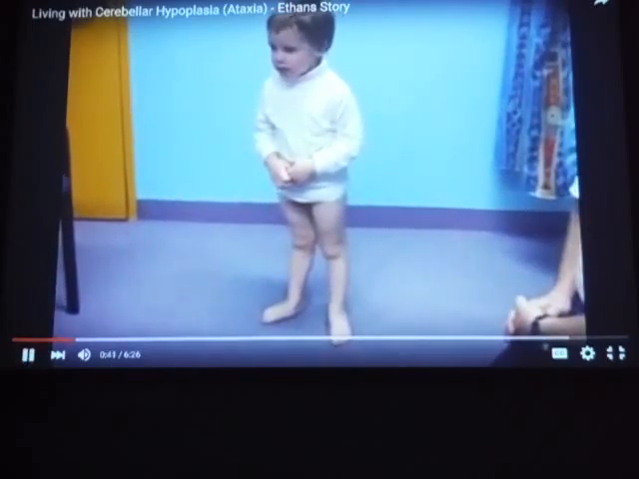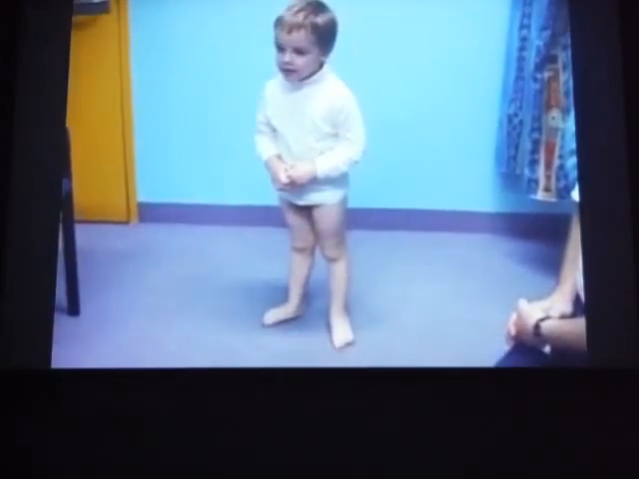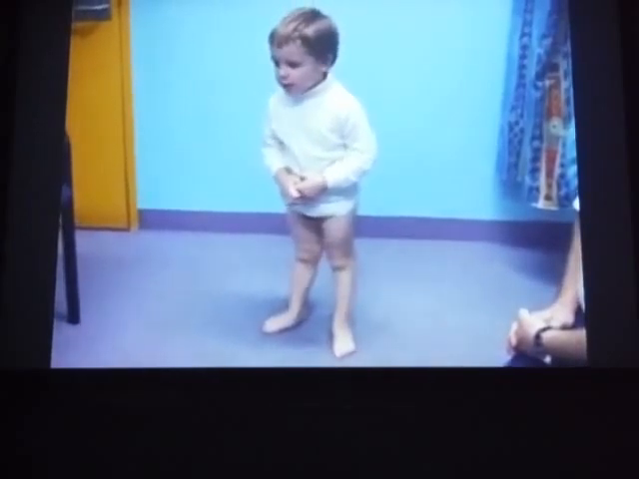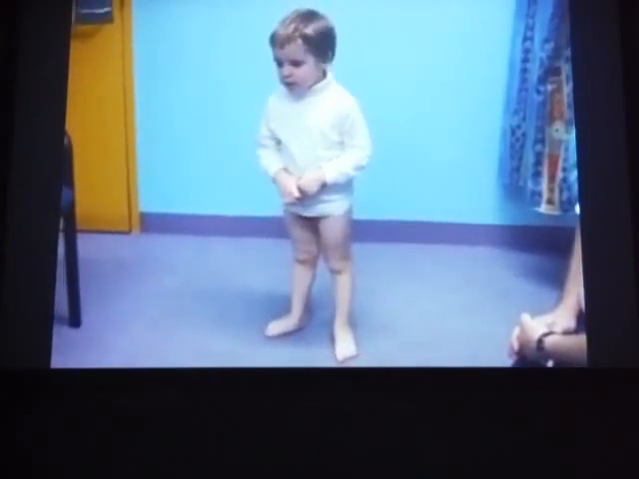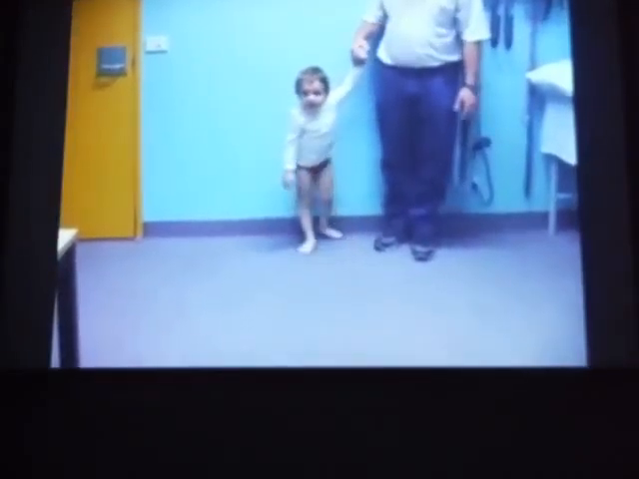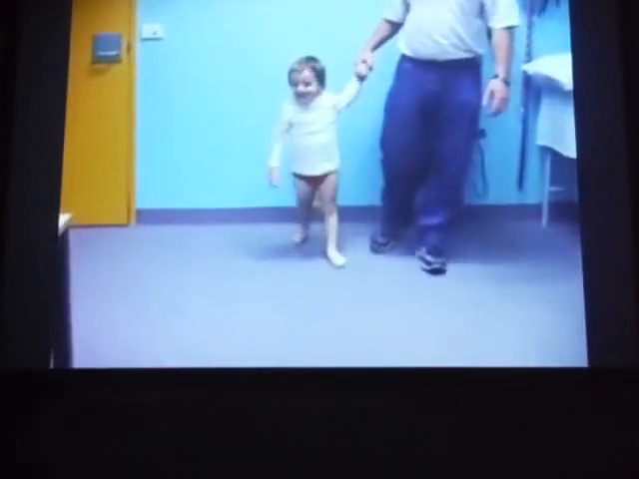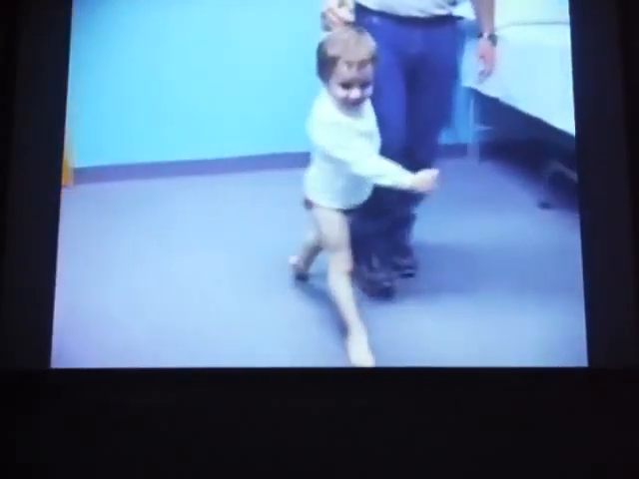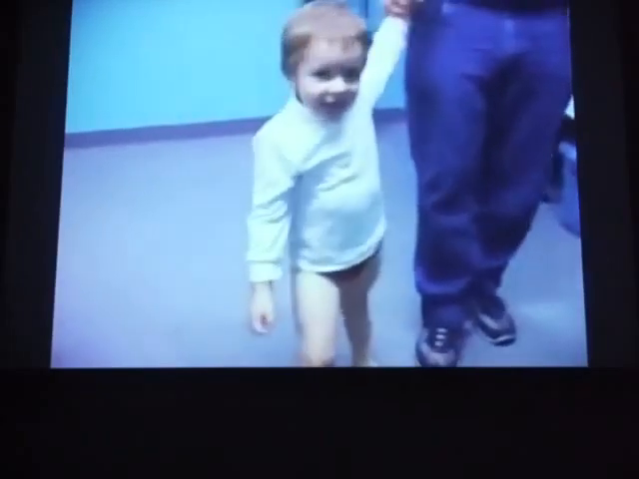Try it again. Take a couple of steps. Maybe Dad just holds your hands and you take a couple of steps this way. Okay. Here, you're safe. Go. Okay, off you come. Walk this way. Okay, turn around, walk back.